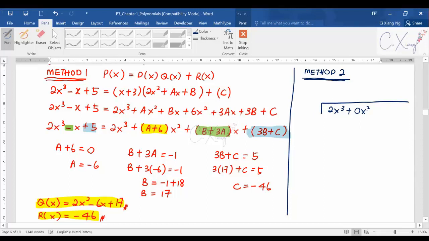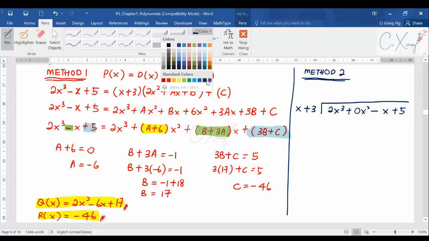If there is no x squared, I will still write it out with a 0 coefficient, so 0x squared, then minus x, then plus 5. After that, the divisor is x plus 3. Okay, so I will start now.